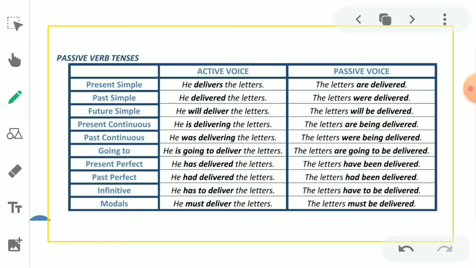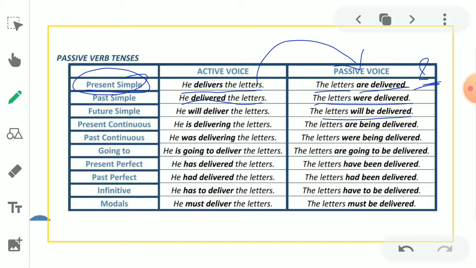Here are given passive verb tenses: how sentences given in active change to passive form. Here you can notice present simple. He delivers the letters. The letters are delivered. Here the agent isn't written, so it is omitted. Past simple. He delivered the letters. The letters were delivered. Future simple. He will deliver the letters. The letters will be delivered.